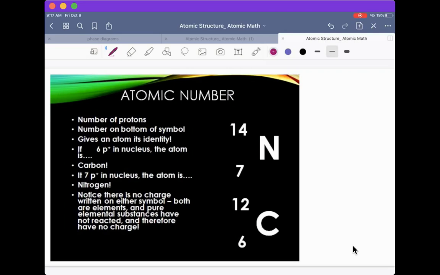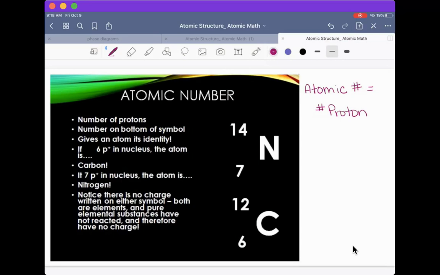So let's discuss the atomic number in a little bit more detail just to make sure you fully understand it. It's important. So the atomic number is always going to equal the number of protons. They are the same number. They mean the same thing, okay? The atomic number is equal to the number of protons in that atom.